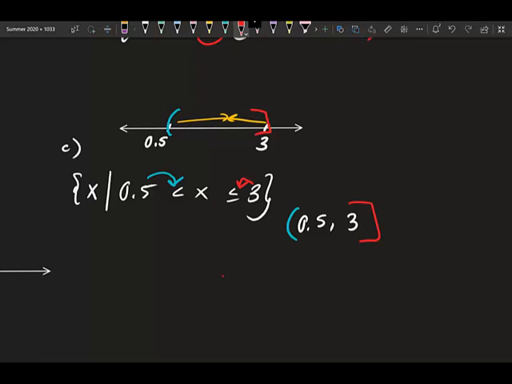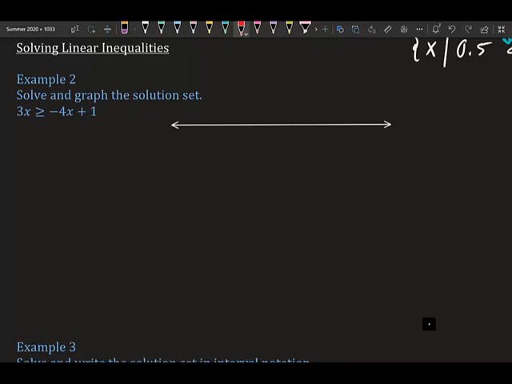The first day of college algebra, you will do this all over again. That's how important interval notation is. Now that we've gained a little familiarity with inequalities, let's start solving them. All right, so you can only solve equations and inequalities. So we'd have to solve for x.